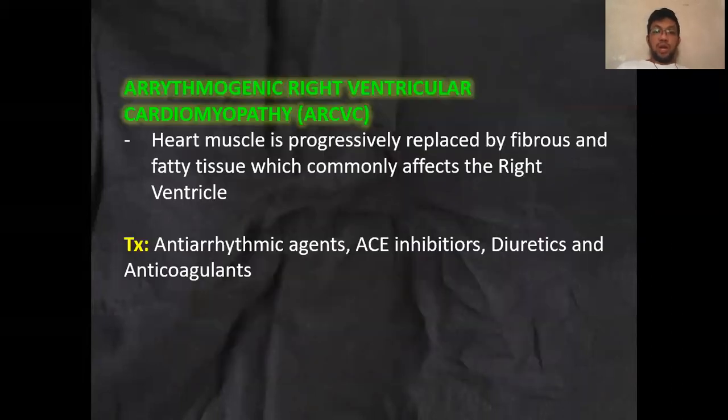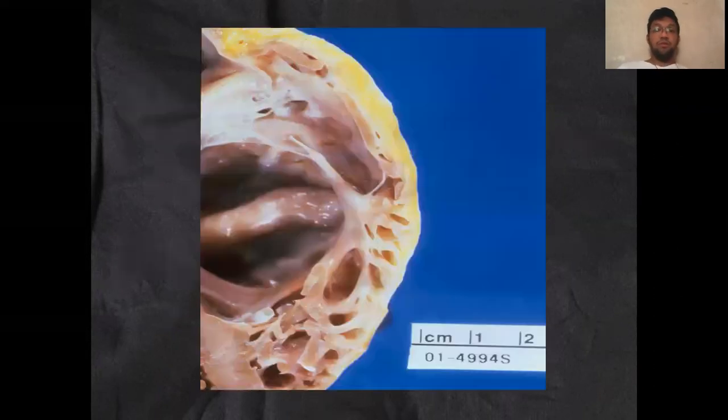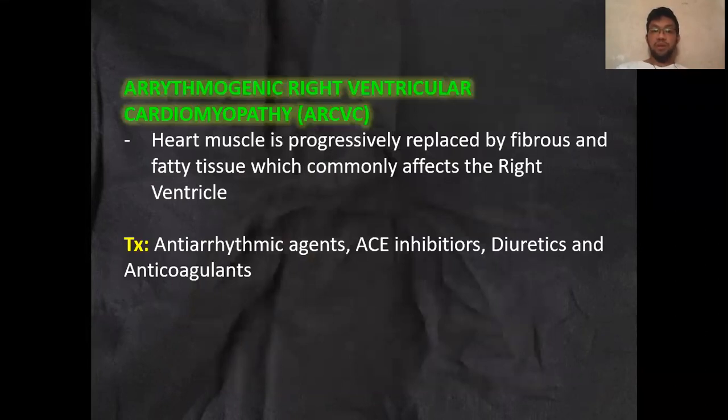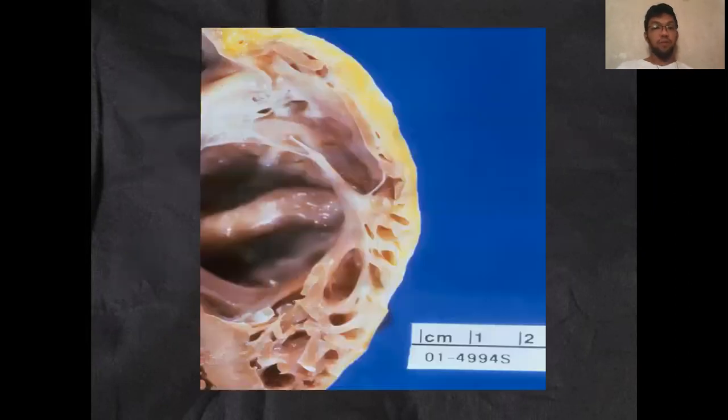Next, we have the arrhythmogenic right ventricular cardiomyopathy, ARVC. The heart muscle here is progressively replaced by fibrous and fatty tissue, which commonly affects the right ventricle only. So fibrous and fatty tissue is seen in this sample of a heart specimen. Treatment of this is by giving antiarrhythmic agents, ACE inhibitors to control hypertension, diuretics, and anticoagulants to prevent clot formation.